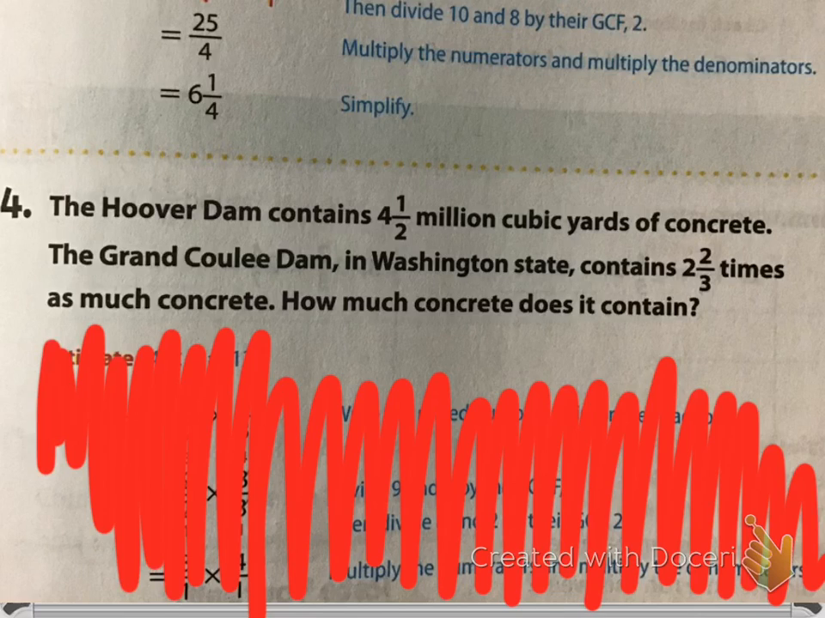So I want you guys to solve this one. The Hoover Dam contains 4.5 million cubic yards of concrete. The Grand Coulee Dam in Washington State contains 2 2/3 times as much concrete. How much concrete does it contain? So what's the initial setup for this problem? 4 1/2 times 2 2/3. Exactly.